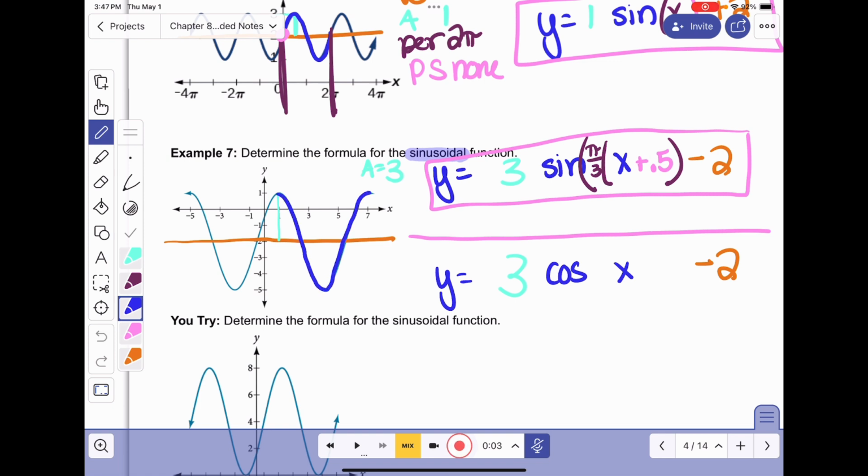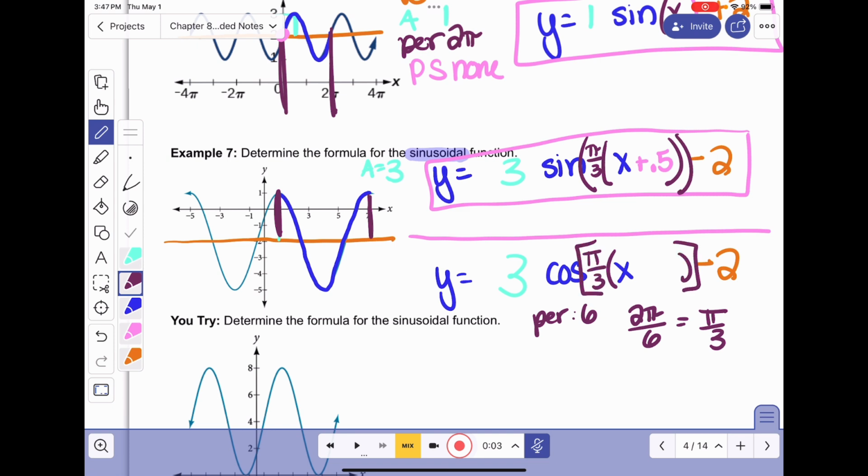So I start from a max to a max, so I can leave that as positive. Period's going to be the same process. We start at 1, we end at 7, so my period is 6. So I would do 2 pi divided by 6, which means I'm going to multiply my x by pi over 3. And then my phase shift, I start at 1, and it's to the right. So because I went right 1, I'm going to put minus 1 in here.